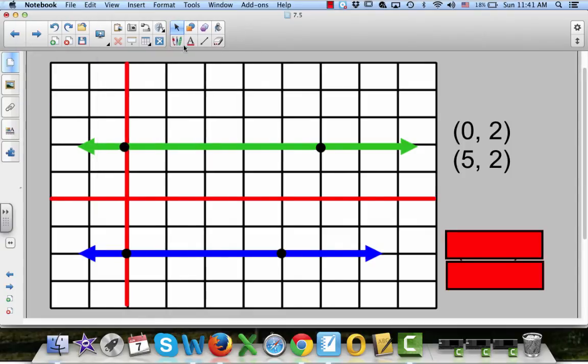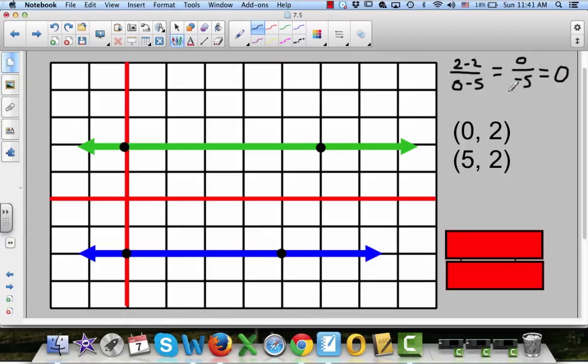All right, so we've got 2 minus 2 over 0 minus 5, which gives us 0 over negative 5, which is 0. So the slope of a horizontal line is 0. That's because it doesn't go up. See, it goes up 0, and it goes to the right 5. So the slope of a horizontal line is going to be 0.